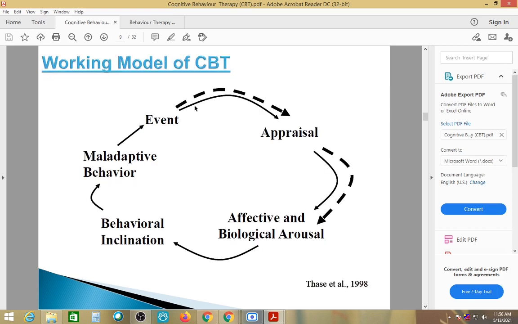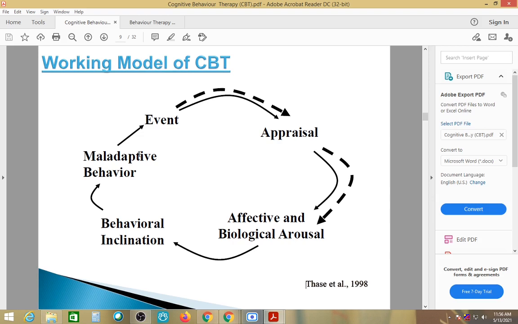Now, how does CBT work? See, events are there, appraisal is there. Appraisal is how we relate to it. Then affective and biological arousal. That means we relate to it, we think in this way, and as we think, our body also responds in that way. Then we behave in how we think. Thus, it produces maladaptive behavior. So if we want to change this behavior, we have to change the way we appraise. Once we change here, definitely the response will change here. This leads to a change in the behavior, and definitely it will bring about an adaptive behavior. Then for any subsequent event, a person will be able to respond in a better way.